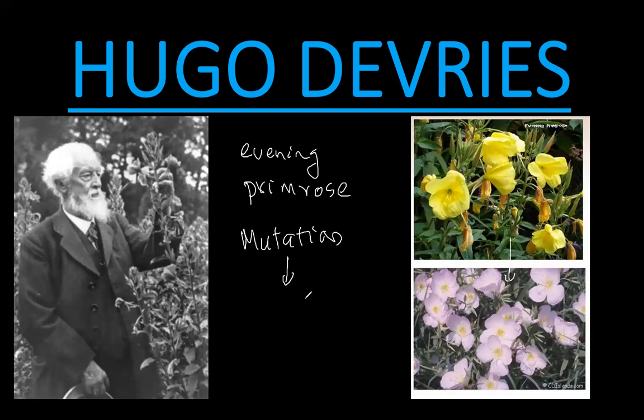Hugo De Vries' idea was that it is a sudden change. Okay, it's a sudden change, and this sudden change will cause a big change in the species. But Darwin said that it's a gradual change in the genes. And this sudden change in the genes is called mutation. And his idea is known as saltation.